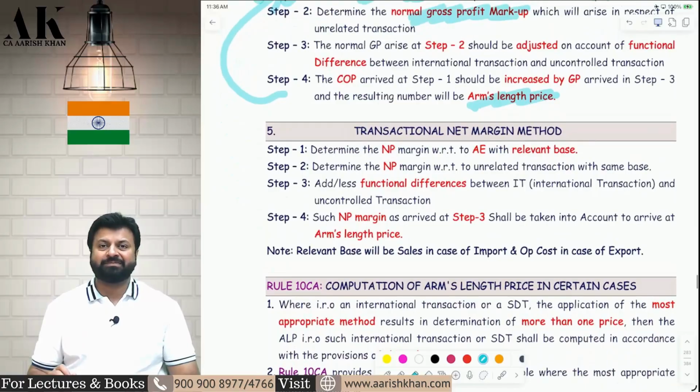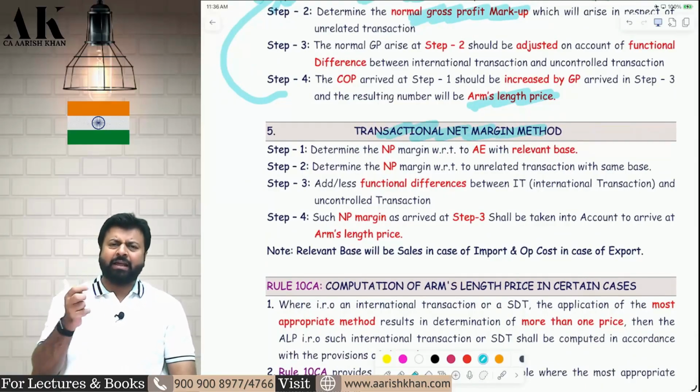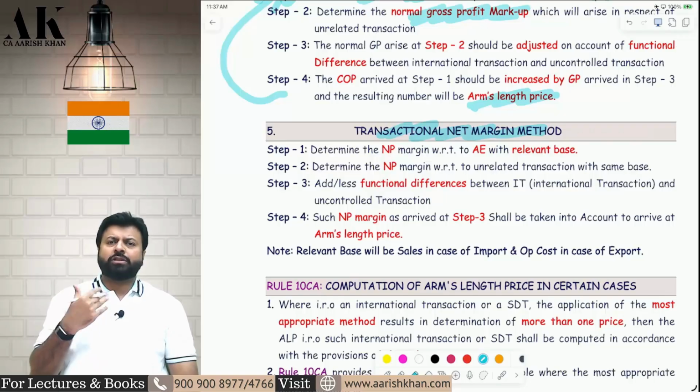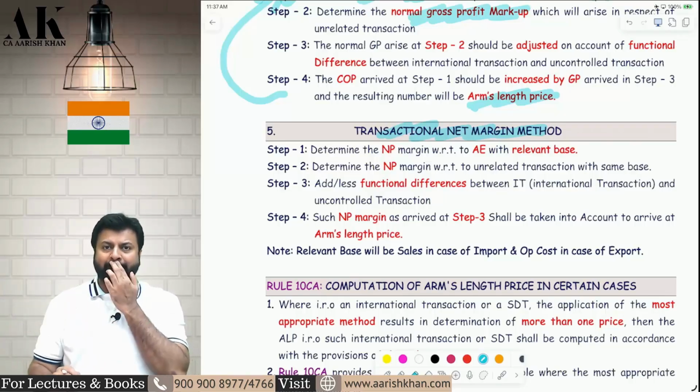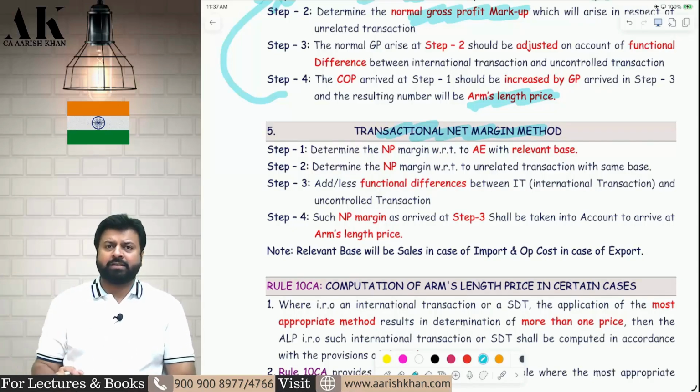Transactional net margin method. What is the transactional net margin method, sir? In practical life, maximum people use this method only as their transfer pricing method. Here also there are 2 parties. One transaction I am doing with my associate enterprise, another transaction I am doing with my third party. You need to find out the margin of your transaction and the margin of the third party transaction. The margin can be net profit upon sale, or net profit upon cost.